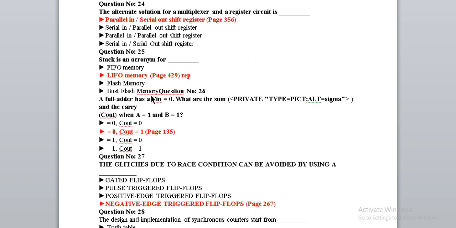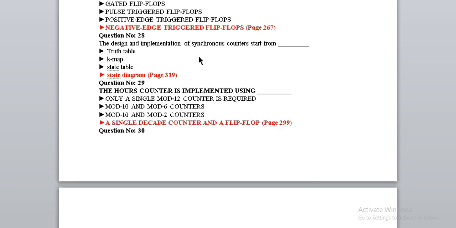A full adder has input 0 and output have 0 and output is equal to 1. The glitches due to race condition can be avoided by using a negative edge triggered flip-flop. The design and implementation of synchronous counters start from the state diagram. The counter is implemented using a single decade counter and a flip-flop.